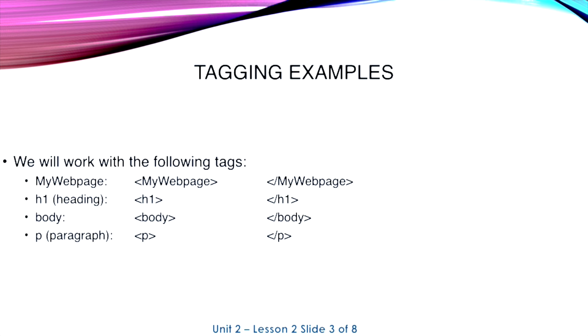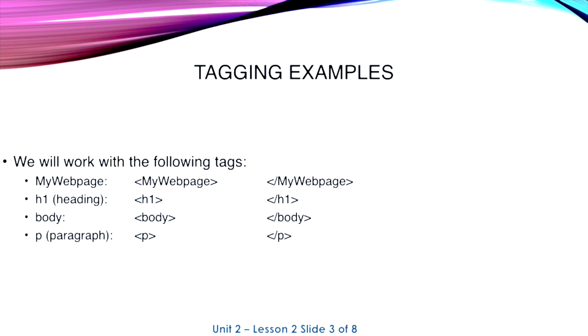For this simple XML document, we are going to work with the following tags. My Webpage is going to be the name of the file, that is the document you are writing. You open this tag by placing it in the angular brackets. You close it by placing a / after the first angular bracket, then rewrite My Webpage, and then the second angular bracket. We are going to use H1 for heading.